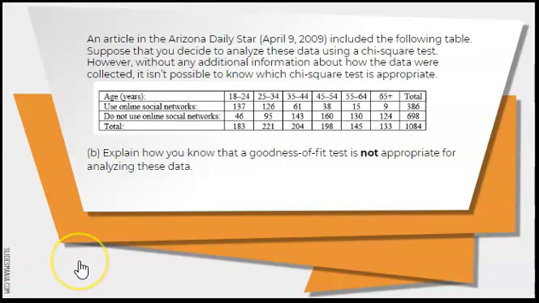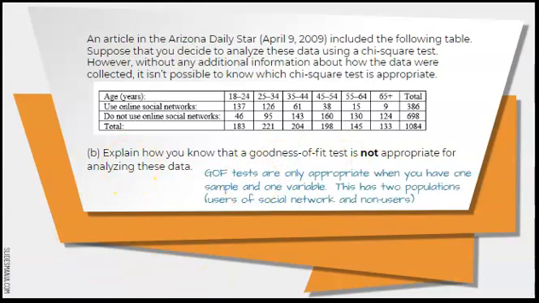Part B says, explain how you know that a goodness of fit test is not appropriate for analyzing these data. Well, remember, goodness of fit means you have one sample, one variable. If you look at this, it's a two-way table. You have two sets of variables going on here. So that is your big clue. It's not goodness of fit.